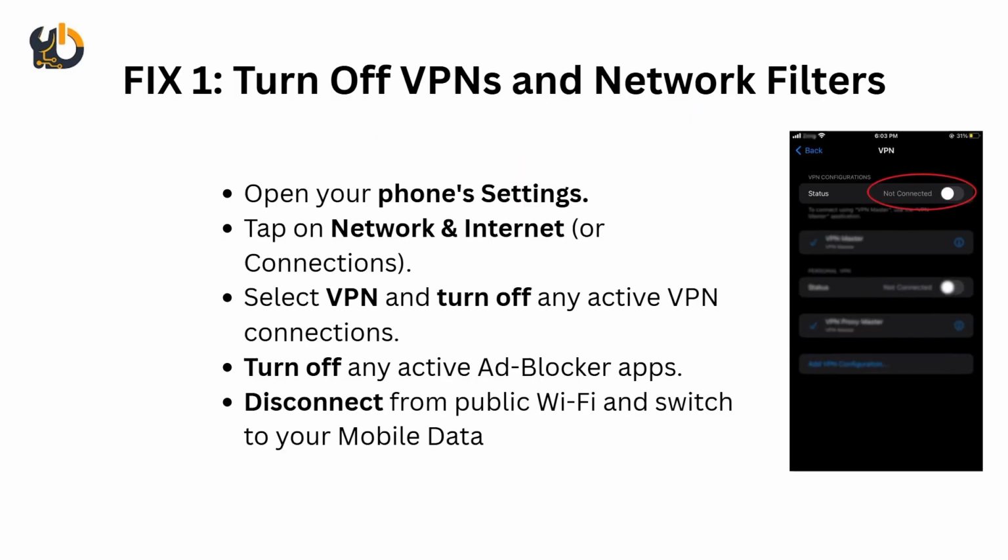Fix 1. Turn off VPNs and network filters. You just have to open your phone settings and tap on Network and Internet or Connection. Select the VPN and turn off any active VPN connection. Turn off any active ad blocker apps, disconnect from the public Wi-Fi, and switch to your mobile data.